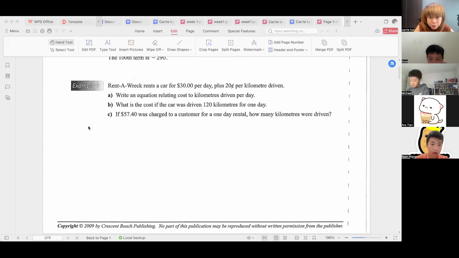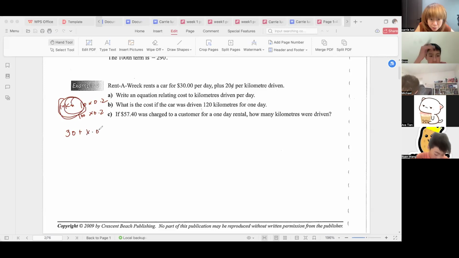Okay, so let's take a look at this one. So what does it mean? Everybody, have you ever rented a car before, Ryan? You go out travel, you must have rented a car before, right? So when you rent a car, it's $30. That's a flat fee. And plus per kilometer driven. So if you drive 10 kilometers, you're paying 10 times 0.2. If you're driving 100, you're doing 100 times 0.2. So this number changes, right? So when something changes, you do x times 0.2 because we don't know that. So that is the equation. Write an equation relating cost to the kilometers driven per day. So you can write y equals 30 plus 0.2x. Understand, Michael?